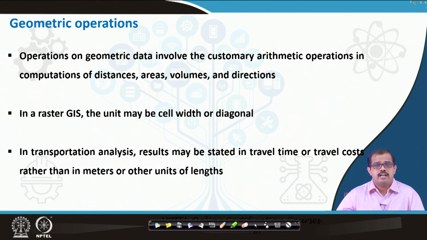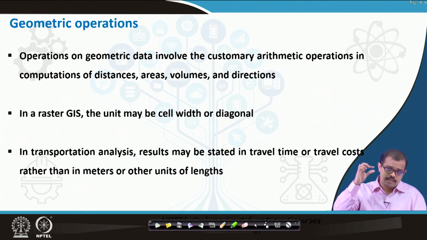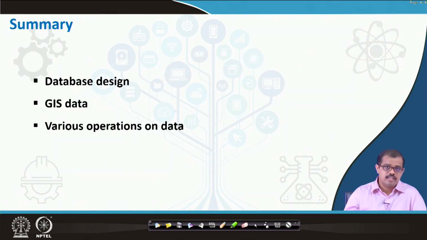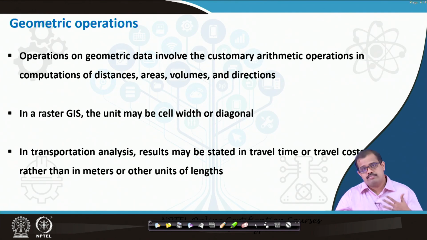Operations on geometric data involve the customary arithmetic operations in computation of distances, areas, volumes, and directions. In a raster GIS, the units may be a cell width or a diagonal. Normally when you look at the raster model, it is based on cells. For example, in a transportation analysis, results may be stated in travel time or travel cost rather than in meters or units of length. So look at what the application is. Do not use unnecessary conventions for representing data.